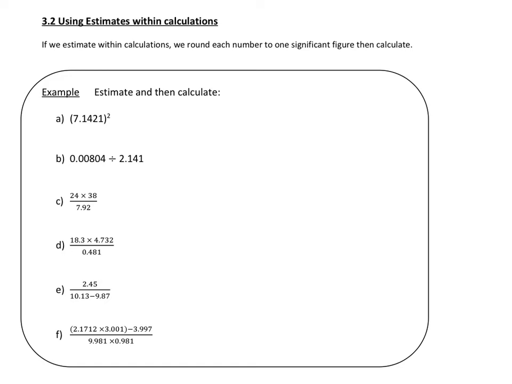So in example A, we've got 7.1421 squared. If we round that to one significant figure, we need to look between the first and the second significant figure. The 1 means we'll round down, so 7.1421 will round to 7, and then we're squaring that, and that works out to be 49.